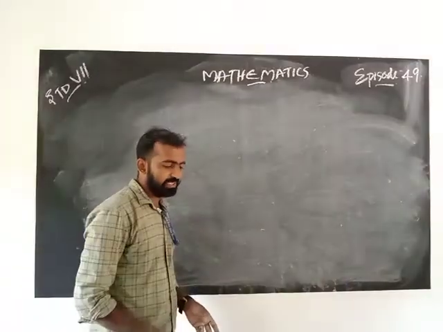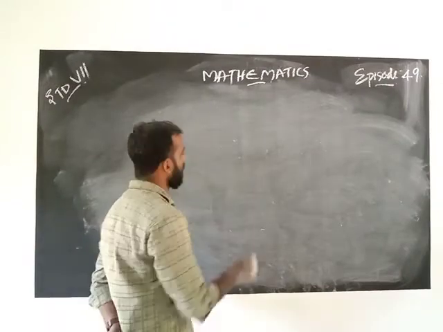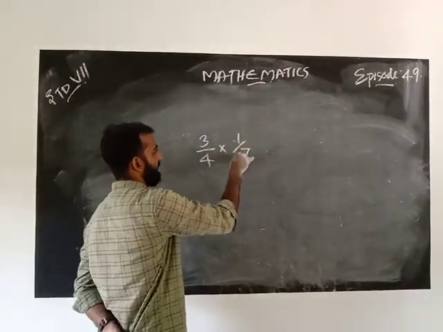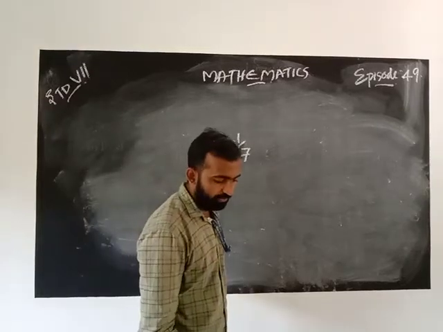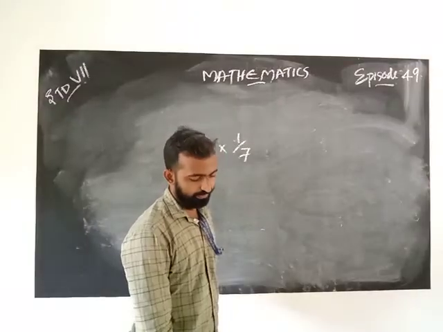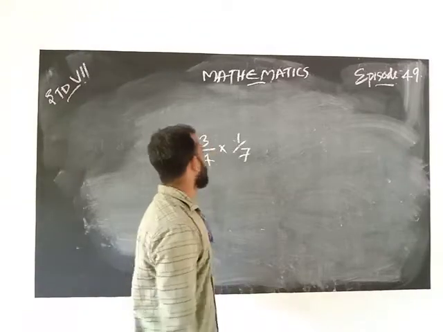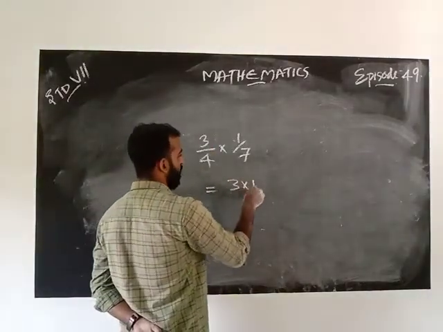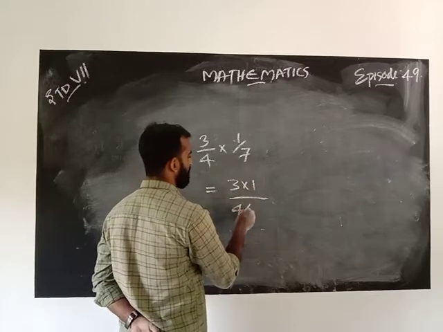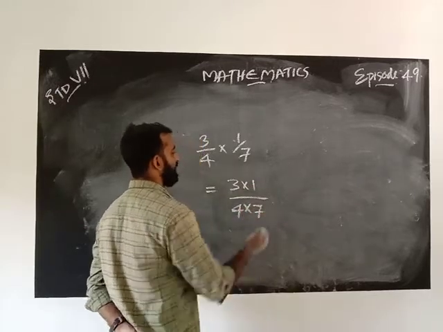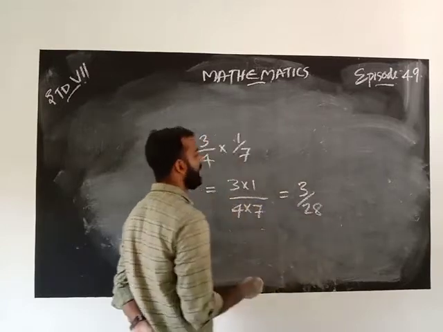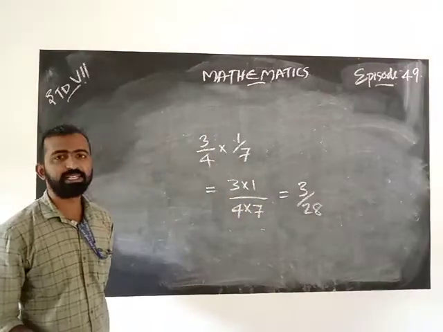First try this: find 3 by 4 into 1 by 7. 3 by 4 into 1 by 7 is 3 into 1 divided by 4 into 7. That is, we get 3 by 28. That is the answer.